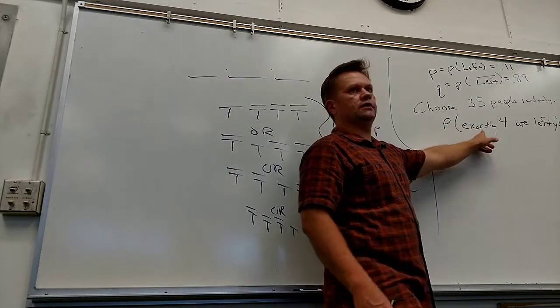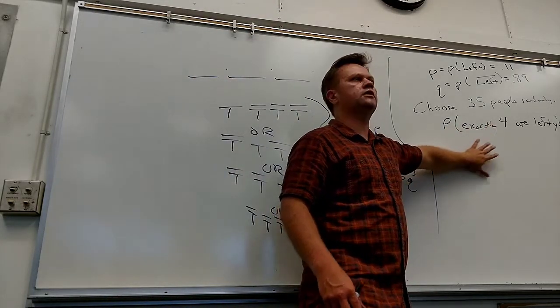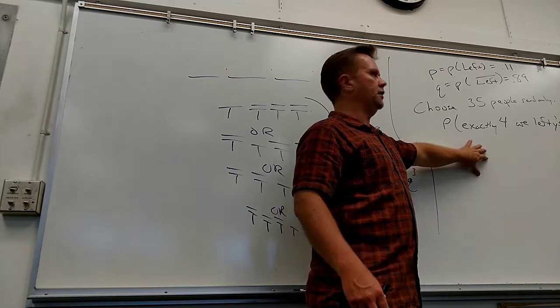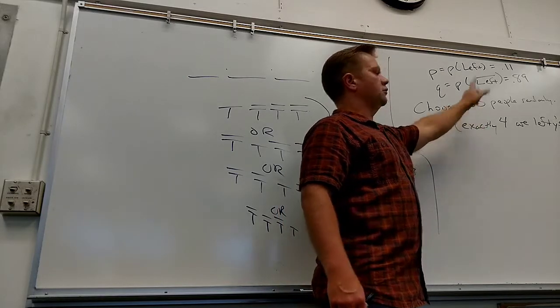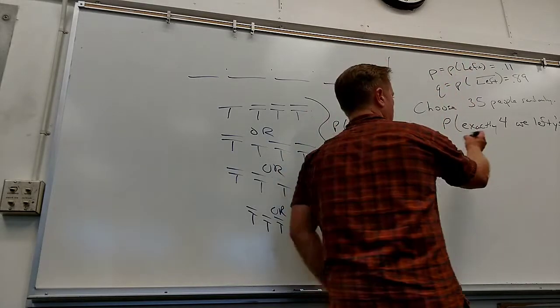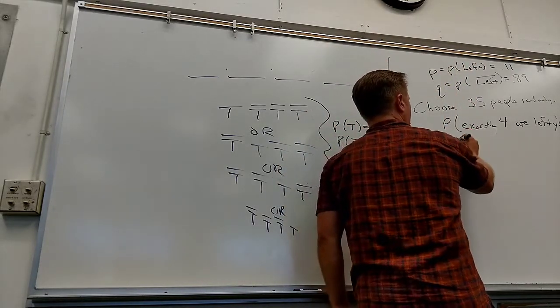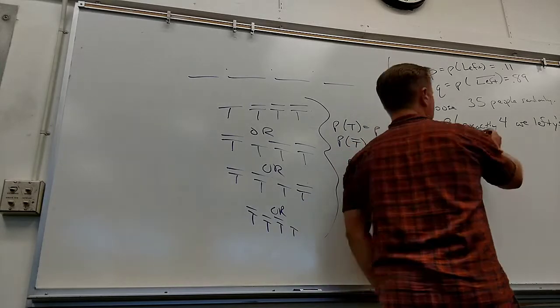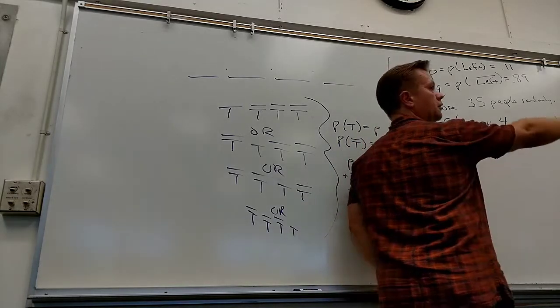So this is going to suck. This one, holy shit. I mean, please start thinking about this. Give me one way that exactly 4 out of 35 people can be left-handed. So exactly 4 successes. I'll start. Maybe the first 4, right? And then the other 31.